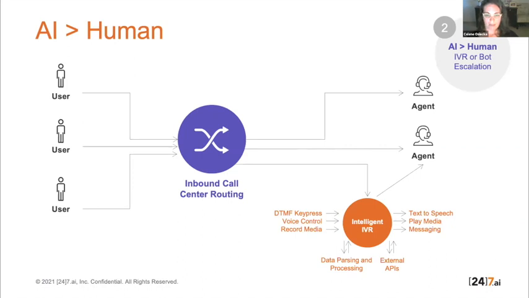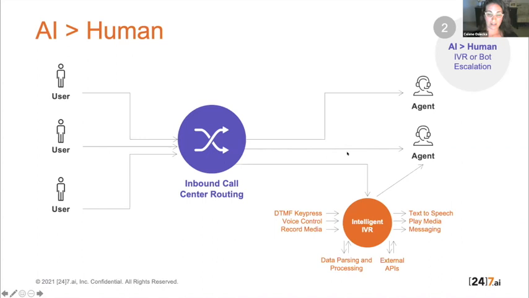This is just an example of an IVR. Think of this one-way path I'll be talking about. Users come in from the left. They talk about inbound call center routing, where this router will either pass you to an agent or pass you into an IVR, or maybe the IVR will pass you back into an agent.